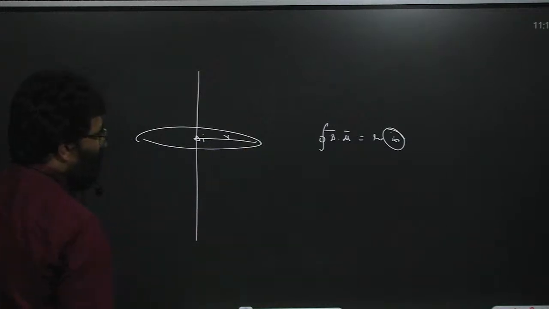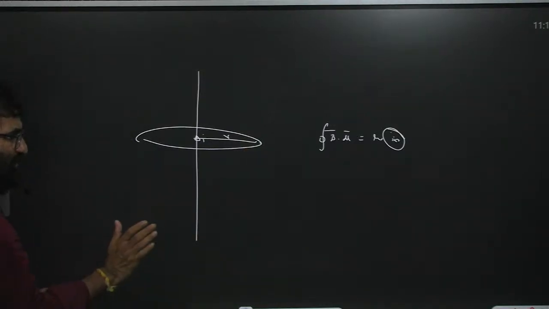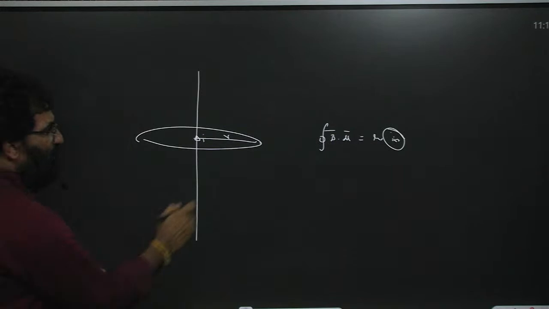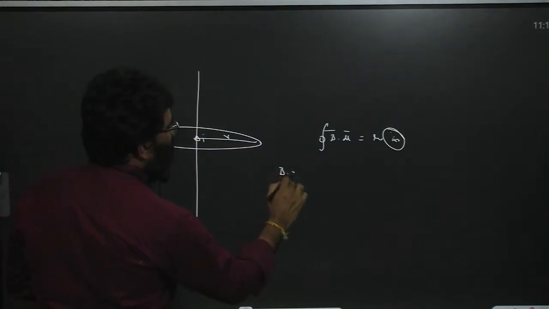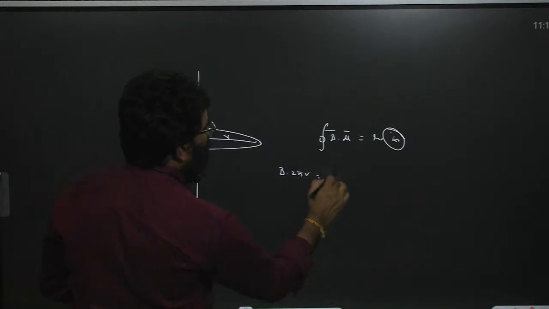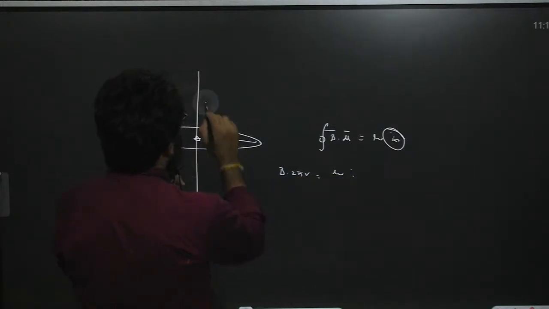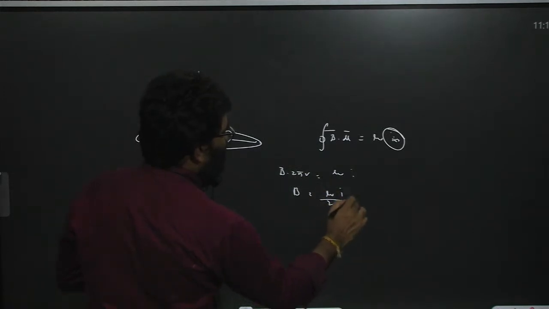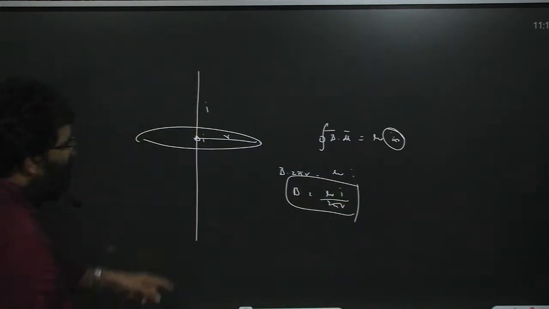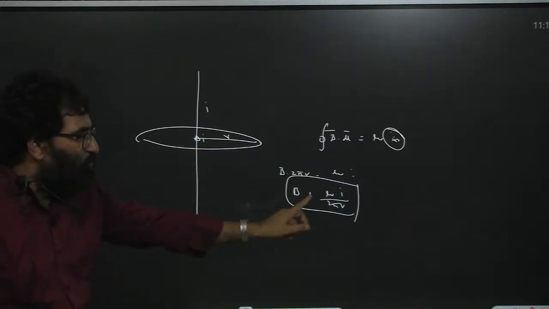The magnetic field at this point is along the curling direction only. The total length is 2 pi r. So B into 2 pi r is equal to mu naught into I enclosed, which is I only for a current carrying wire. So B is equal to mu naught I by 2 pi r. So if an infinite current carrying wire is given to you, at any point at distance r, the magnetic field is mu naught I by 2 pi r.